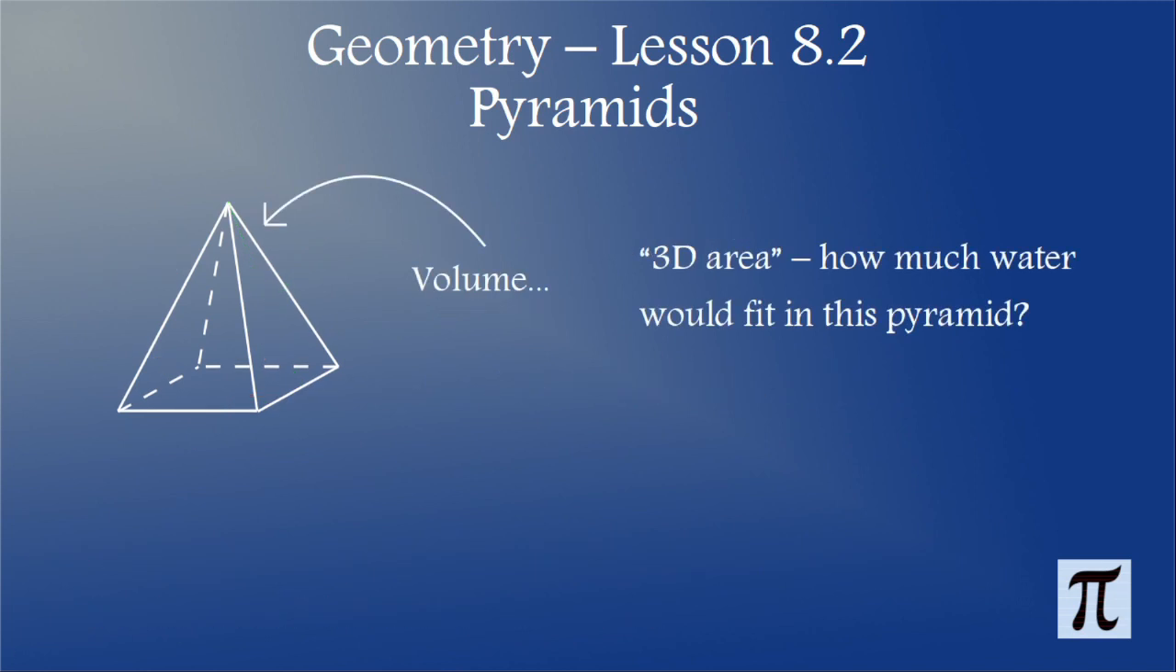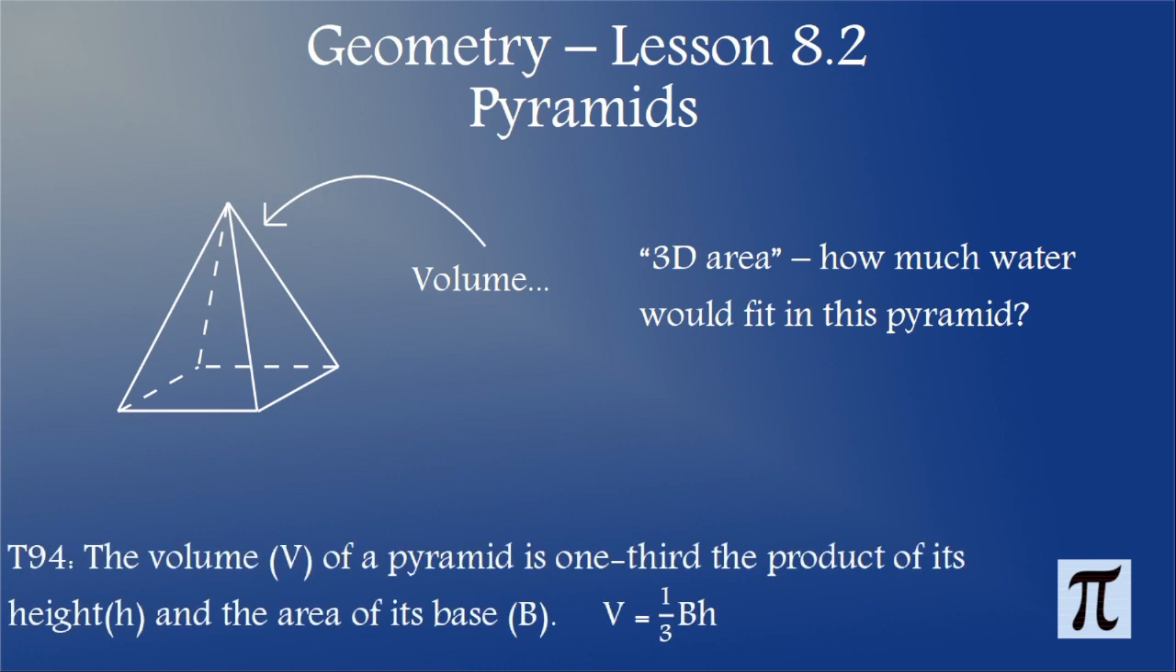Next, we're going to look at volume. Remember, volume is like 3-dimensional area, or you can think how much water would fit inside this pyramid if you tried to fill it up. And that leads to theorem 94. The volume of a pyramid is 1/3 the product of its height and the area of its base. So V equals 1/3 B times H, base times height.